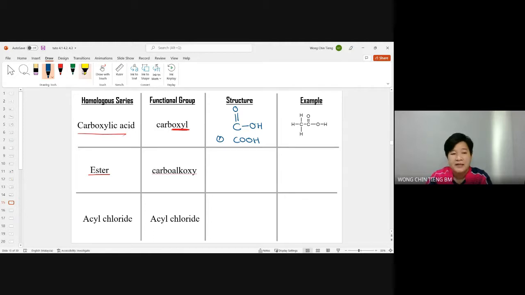Alright, ester. The functional group of the homologous series ester is carboalkoxy. Guys, it is only one word, carboalkoxy, no spacing. Done. See, there is no L? Spelling, spelling, spelling. Pay attention to who has an L and who doesn't. O and A have no space. And ester represents C double bond O, then O, C. Again, left and right I don't care, but the C double bond O must be bonded directly to a C. My question: is it still carboalkoxy if it is like this?